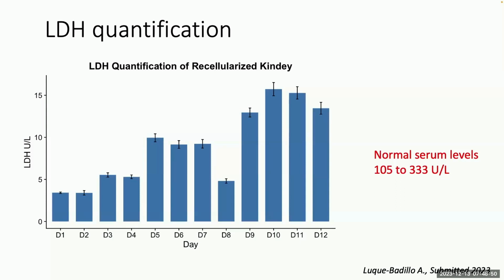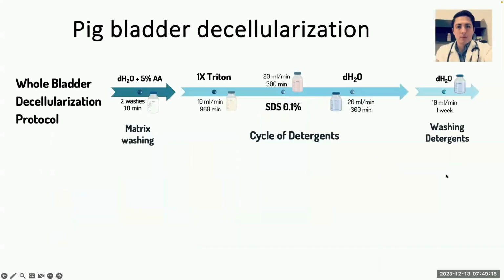And we looked at LDH quantification just to see if there was any suffering or any cells were dying. And yes, by day 9 all the way to day 12, we didn't see a significant change. But really, the levels of LDH, calculated units per liter, were way below what normal serum levels show.